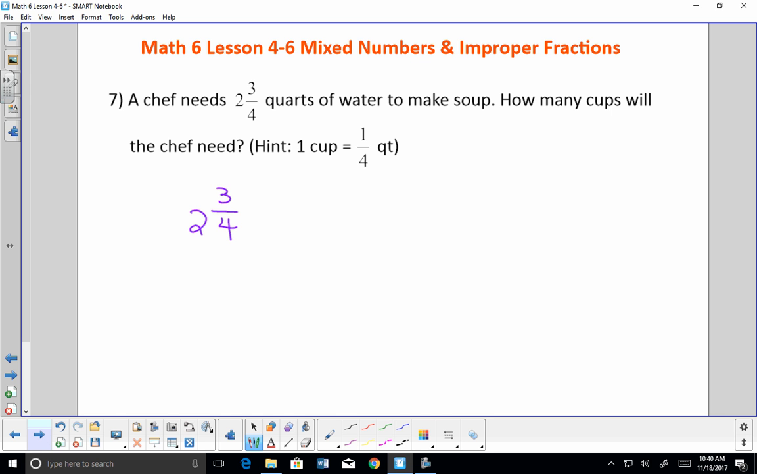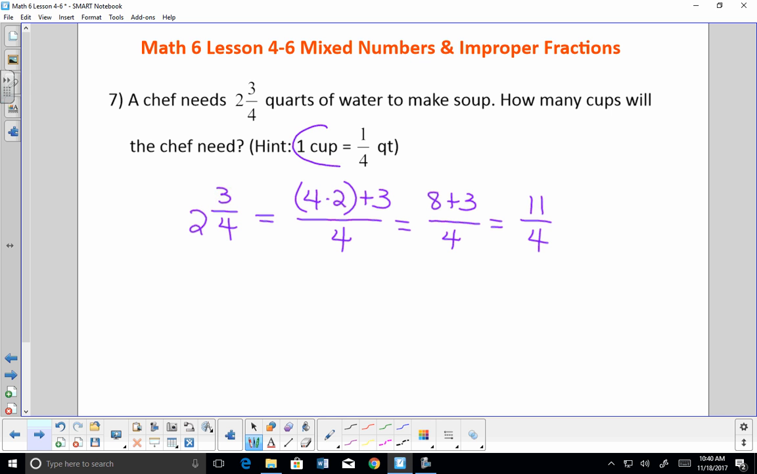So 4 times 2 plus 3 all over 4. So that's 8 plus 3 all over 4. 8 plus 3 is 11, so 11 all over 4. Now remember, it says right here, one cup is equal to 1/4 of a quart. So I have 11/4 quarts. So how many cups do I have? If I have 11 1/4 quarts, I have 11 cups. Okay. So how many cups of water will he need? He will need 11 cups.